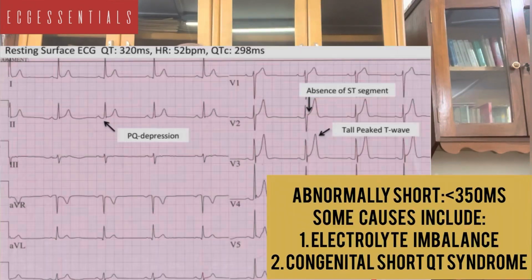The QTC is said to be abnormally short if it is less than 350 milliseconds. Causes still include electrolyte imbalances, for example, hypercalcemia. And just like we have the congenital long QT syndrome, we also have congenital short QT syndrome. And so that is another cause of a short QT.